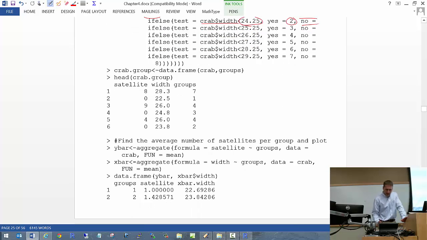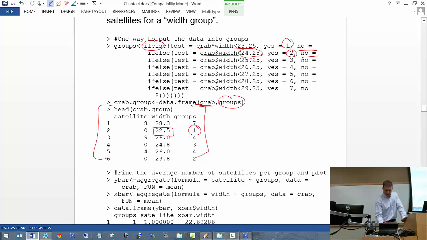So I combine these groups with my original data set, and then I just print off the first 6 observations. You can see for group 1, observation 2 falls in that, had a width of 22.5, which was less than 23.25 up there.